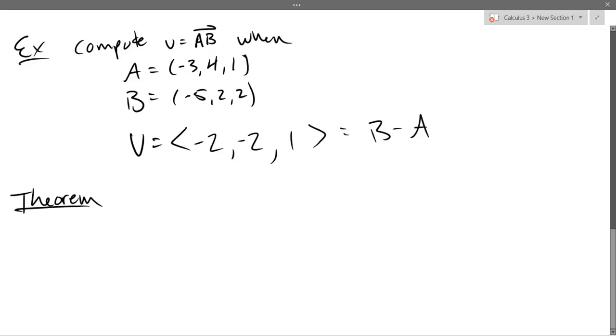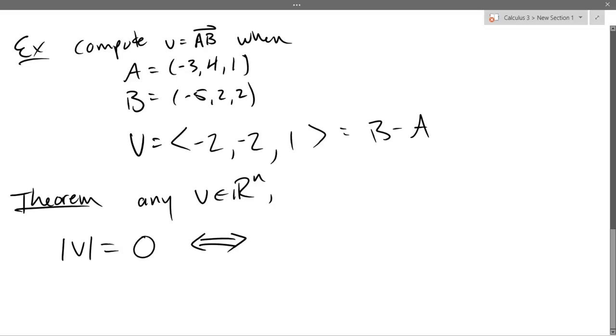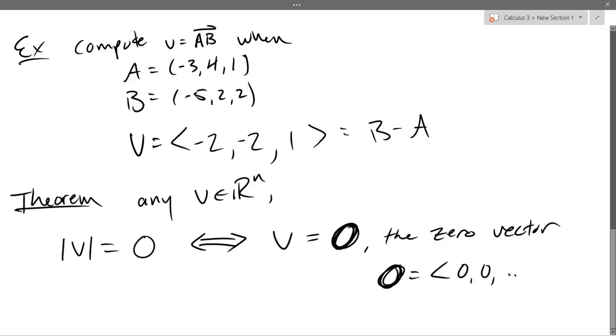So this is a very obvious theorem. So any vector, if your magnitude is 0, that means you know exactly which vector it is. It is what we call the 0 vector. So the 0 vector is different than the number 0. The number 0 is just the 0 you're thinking about. The vector 0 depends on what dimension you're in, but you could think of it as basically the origin of your coordinate system.